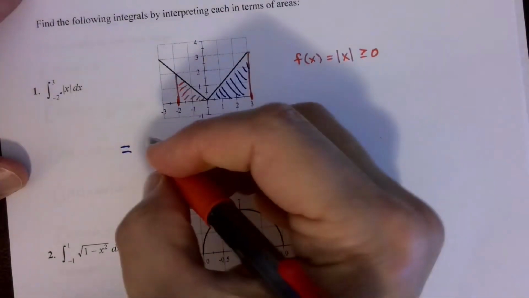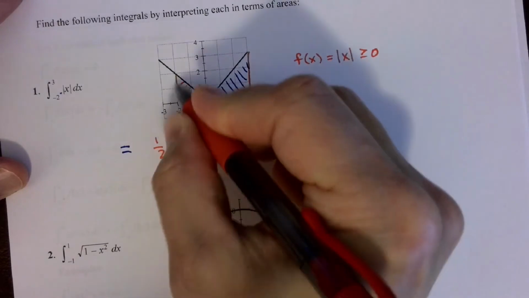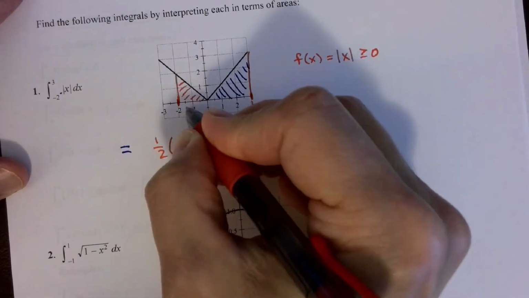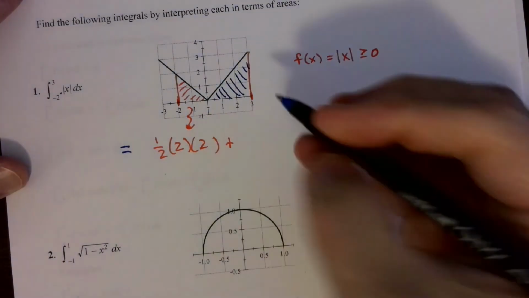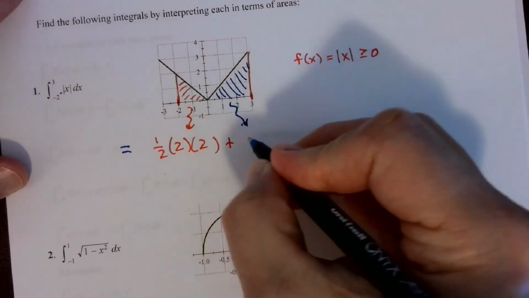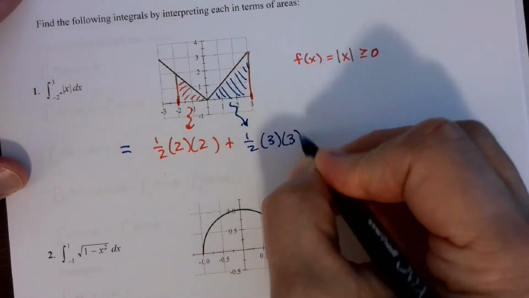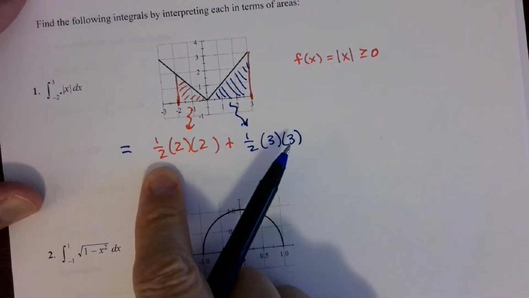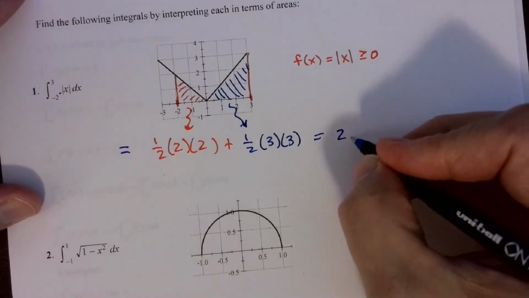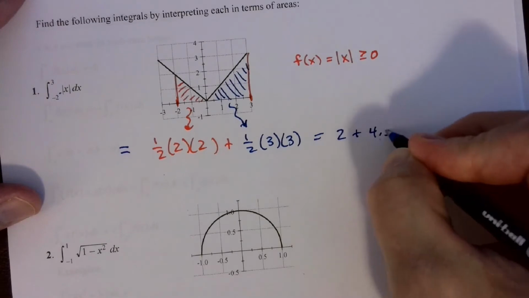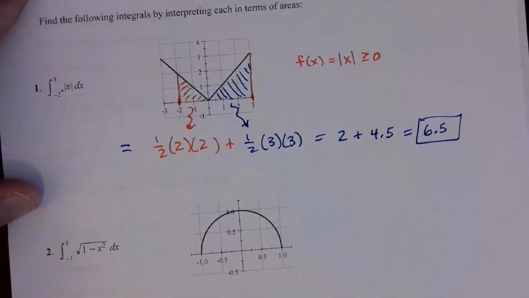The area of this triangle, which is 1/2, the base is 2, and the height is 2. Right? So that's sort of that portion, plus what? The area of this triangle, which is 1/2, the base is 3, and the height is 3. So I get 2 here, and I get 9 times 1/2 is 9/2, or 4.5, which is 6.5. And there's the definite integral.